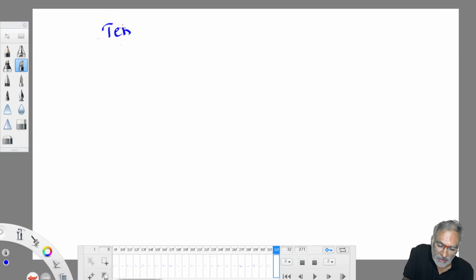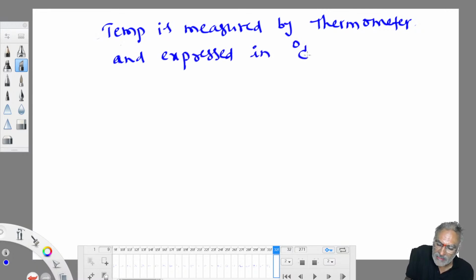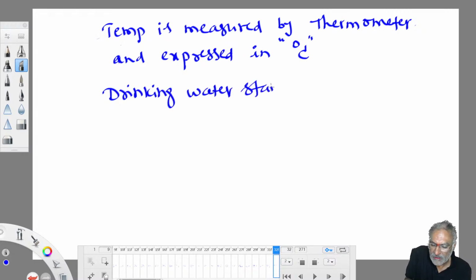Temperature is measured by thermometer. In any medium, we measure temperature by thermometer. This kind of question they will not ask, because everybody knows it. It is expressed in India in terms of degree Celsius, or degree centigrade. So the drinking water standard with respect to temperature is that it should not be too high and not too low. It is as per IS 10500, which is an open document available on the internet. You can download it, okay?